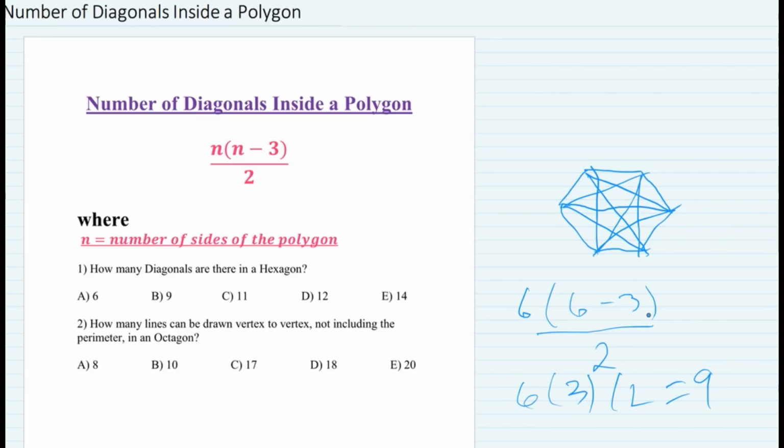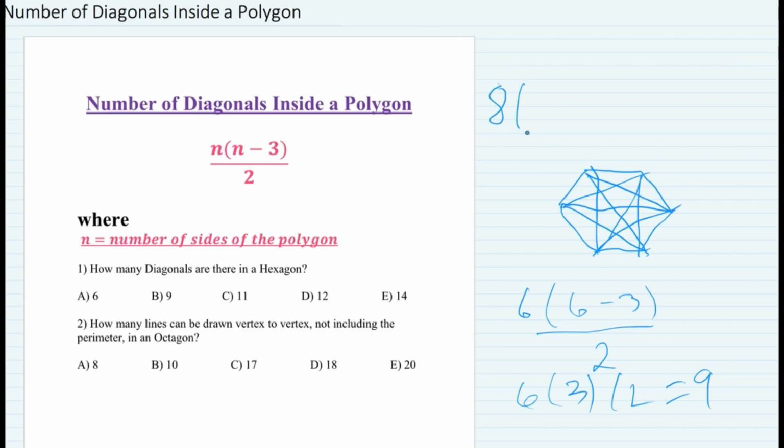Now let's try number 2. How many lines can be drawn vertex to vertex, not including the perimeter, in an octagon? Well, here's where you definitely have to use the formula because I don't recommend trying this. I'm not going to. Just plug it into the formula. You'd be there all day trying that one.